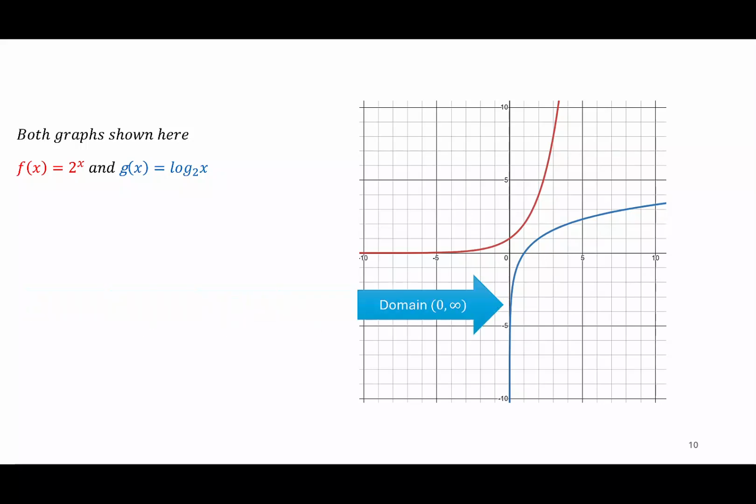Notice the domain of log base 2 of x is 0 to infinity. We have a vertical asymptote at the line x = 0. Our range is -infinity to infinity. What we see here is the domain and range of exponential and logarithmic functions are exactly opposite. Exponentials have a domain of -infinity to infinity, which is our range of a log. The range of an exponential is 0 to infinity, which is the domain of our log. Notice we also have horizontal asymptotes for exponential functions and vertical asymptotes for logarithmic functions.